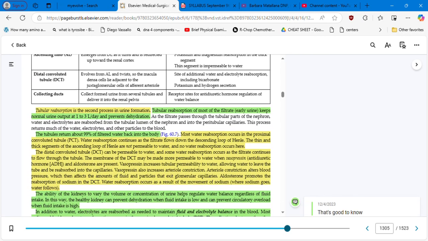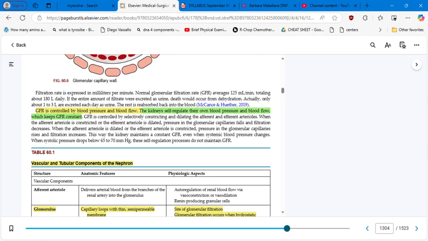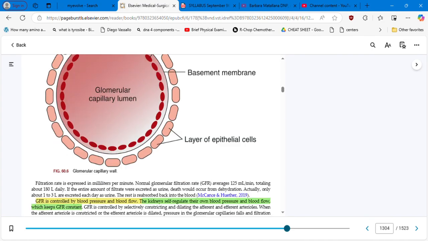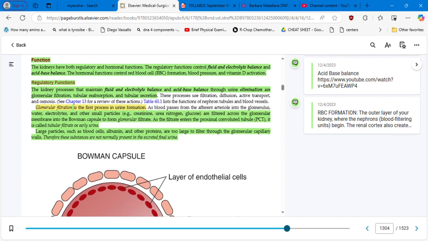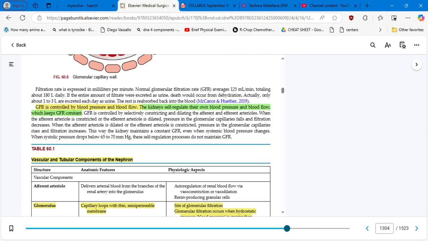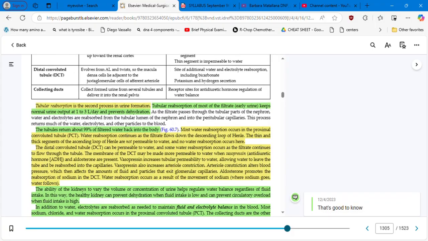The tubular reabsorption is the second process in urine formation. So that's also very important to remember. And glomerular filtration is the first process in urine formation. Then you have tubular reabsorption as the second process in urine formation.